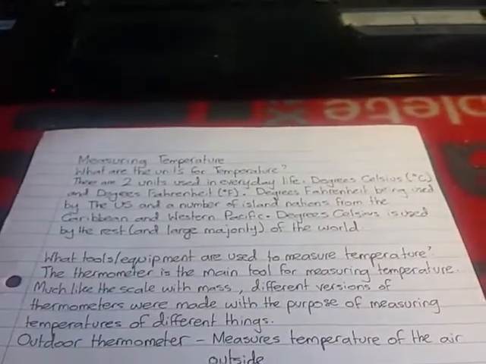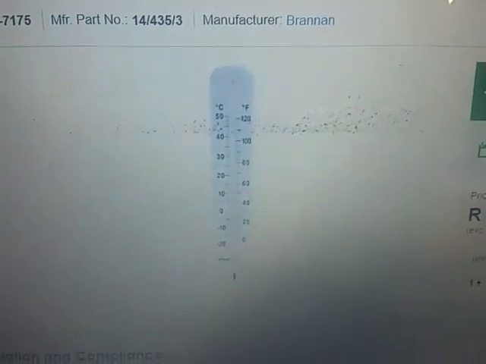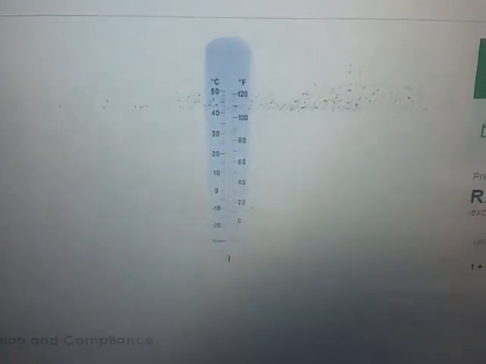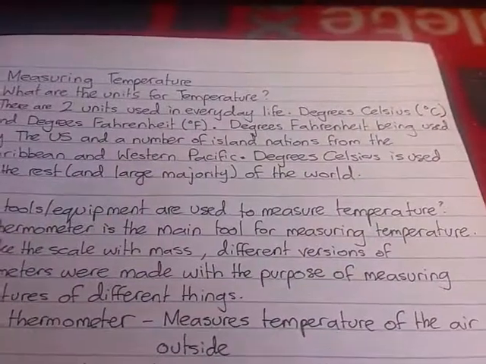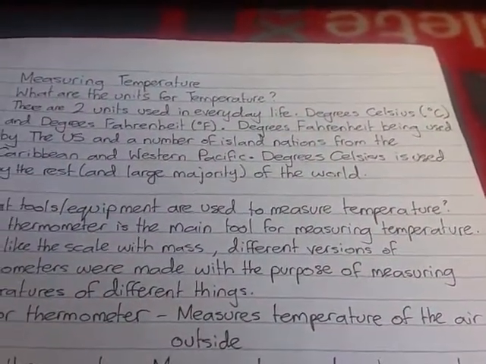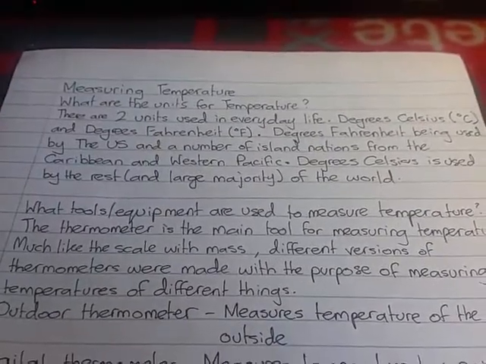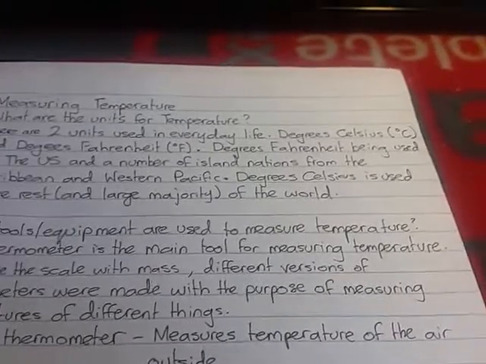Let's see if I got my pictures ready. Okay, the first one is the outdoor thermometer. This is kind of what it looks like. Usually you strap this one on the wall of the outside, and the whole thing with this thermometer is it measures the temperature of the air outside. So it gives you the temperature of the air as it is.